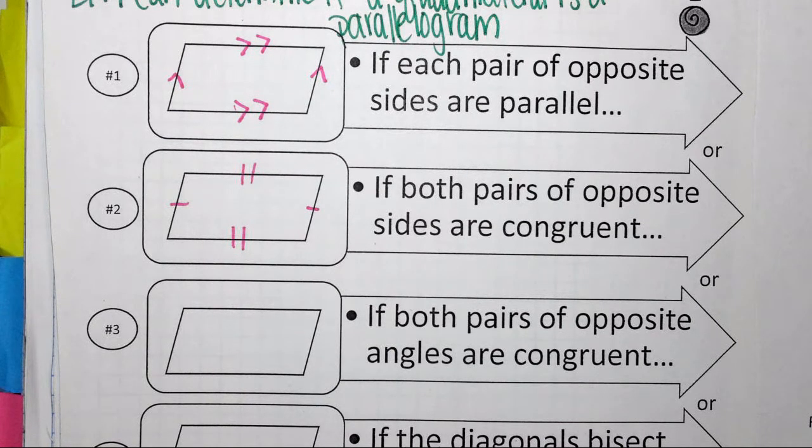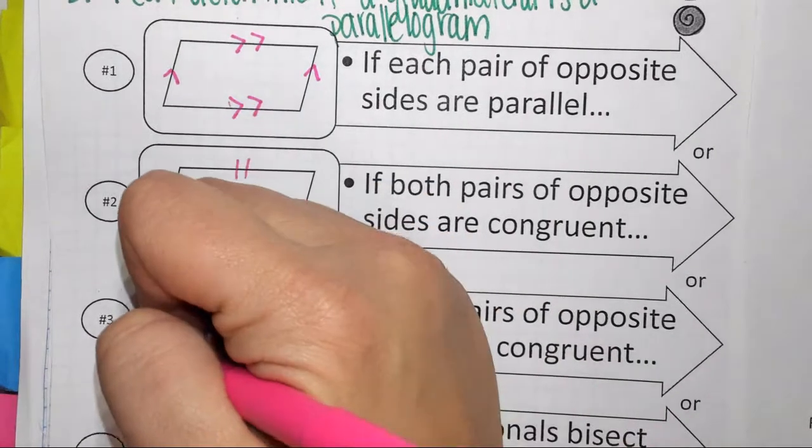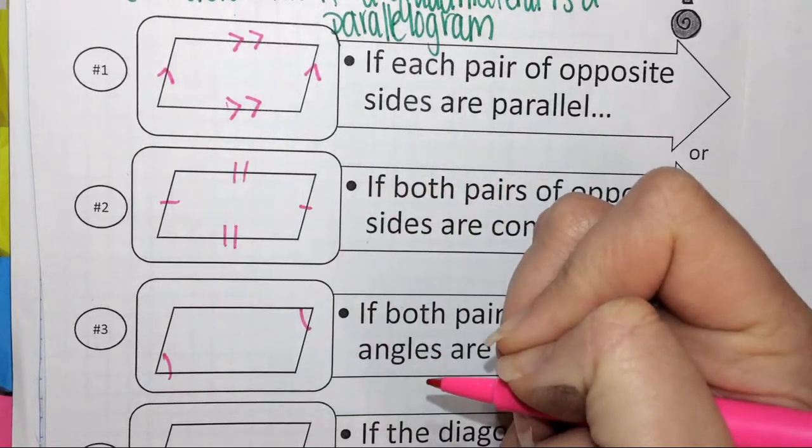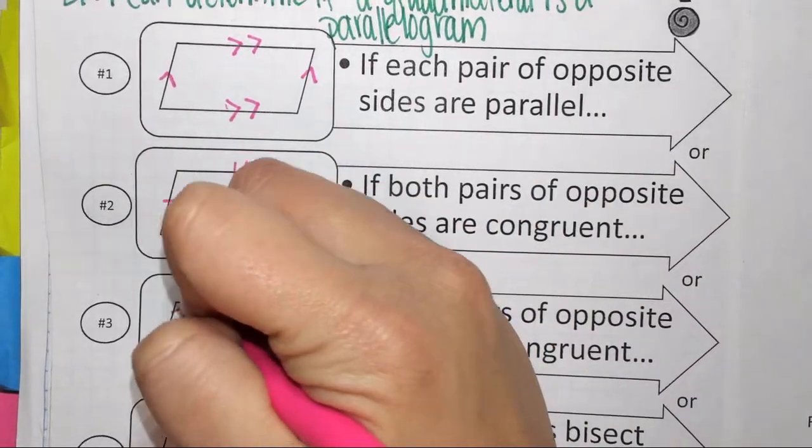Alright, number 3 says, if both pairs of opposite angles are congruent. So what would we have to have for opposite angles to be congruent? Little rainbows, good. Do they both have to have rainbows? Yes.